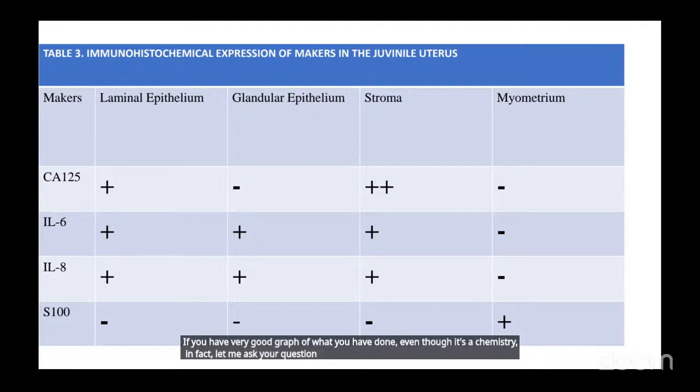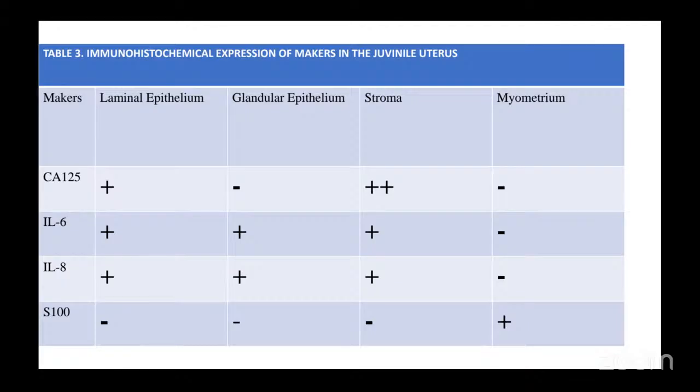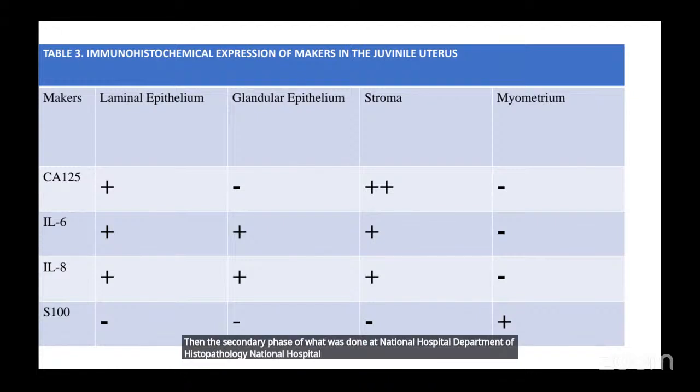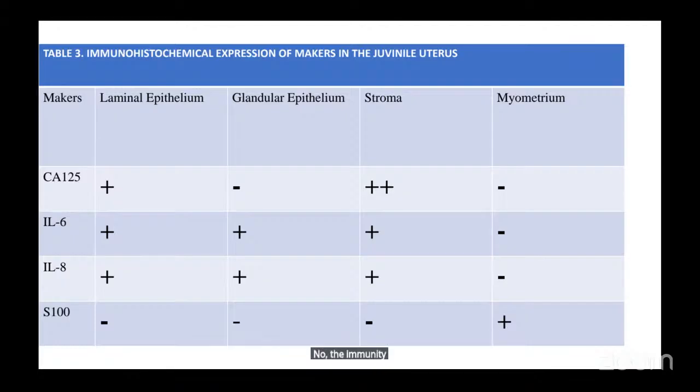If you have any good grasp of what you have done, immunohistochemistry, in fact, let me ask you another question. Where did you do the immunohistochemistry? Where did you conduct it? Where exactly? The preliminary sample collections were done at the histology lab of the Department of Veterinary Anatomy. Then the secondary phase of the work was done at National Hospital, Department of Histopathology, National Hospital in Abuja.